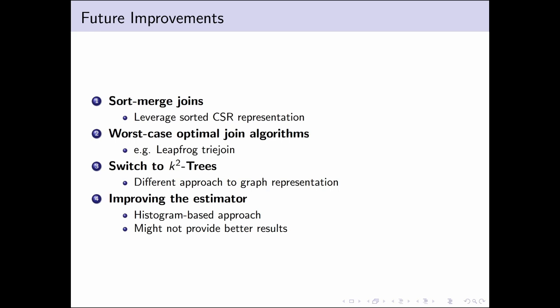The first two ideas include implementing sort merge joins to leverage sorted CSR representations more, or worst case optimal join algorithms such as the leapfrog trie join. Another idea would be switching the graph representation to K2 trees. This would require more development effort, however it might also lead to much different values on the benchmark. Lastly, we might also look into improving our estimator, even though it might not really provide better results in the second part of the project.